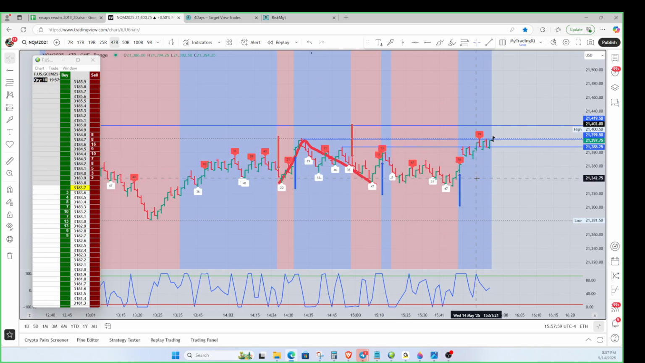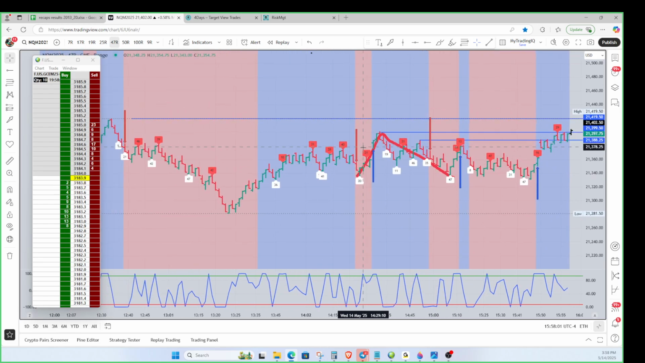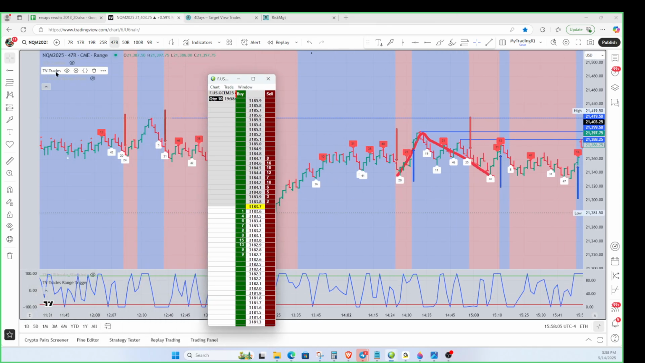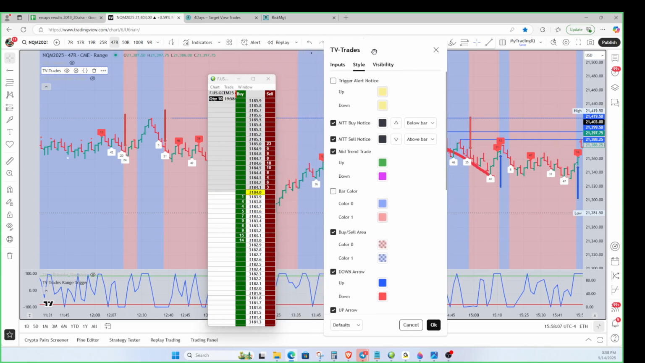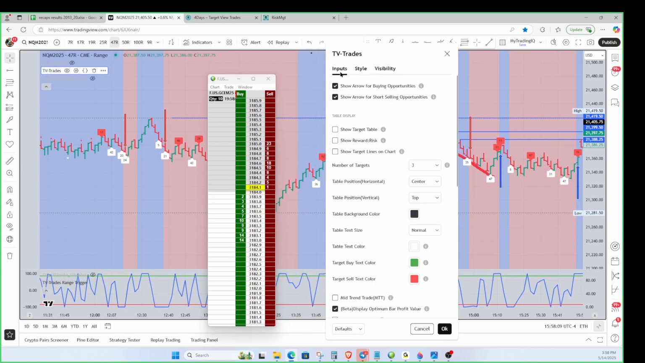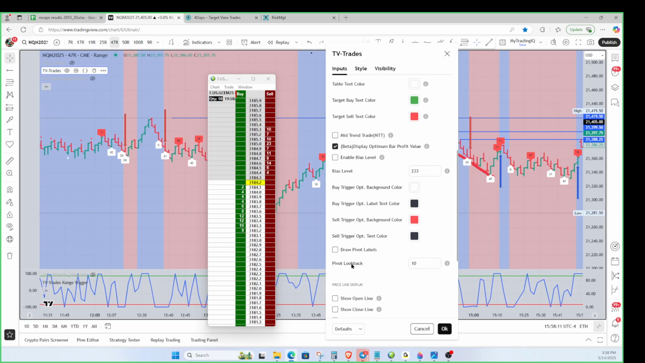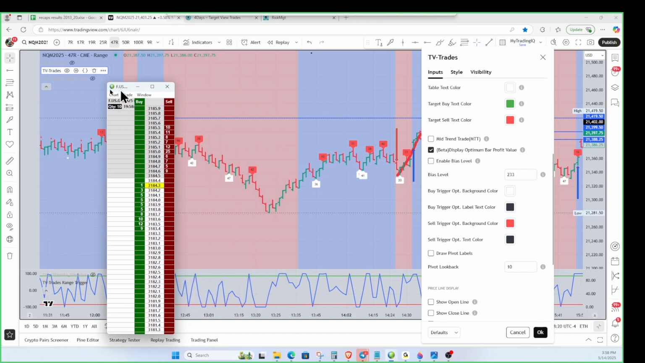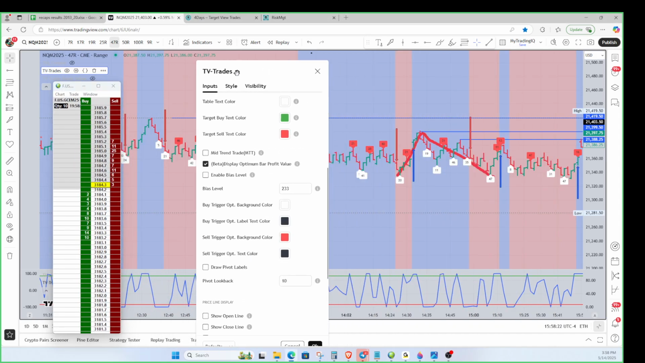So if you just take the arrows, are they working out okay? You see how sometimes they go back and forth really quick like that. There's a thing within the TV Trades called the bias. By default, it is off, but it's right here: enable bias level. If you do enable the bias level, it's going to eliminate when it goes back and forth like that. So it's not going to give you trades in opposite directions, one right after the other like that.